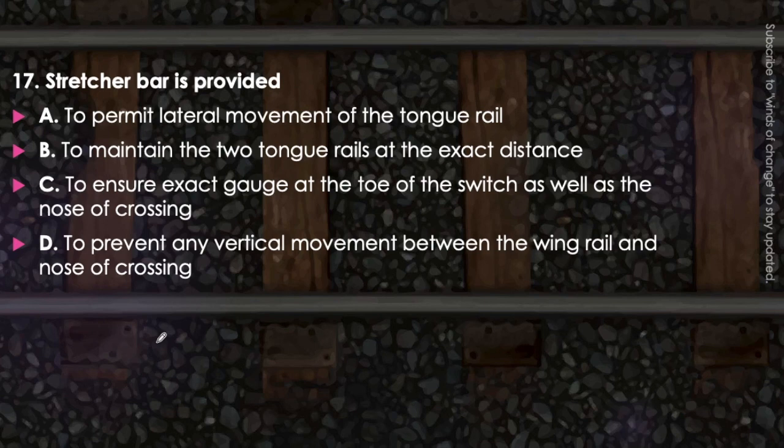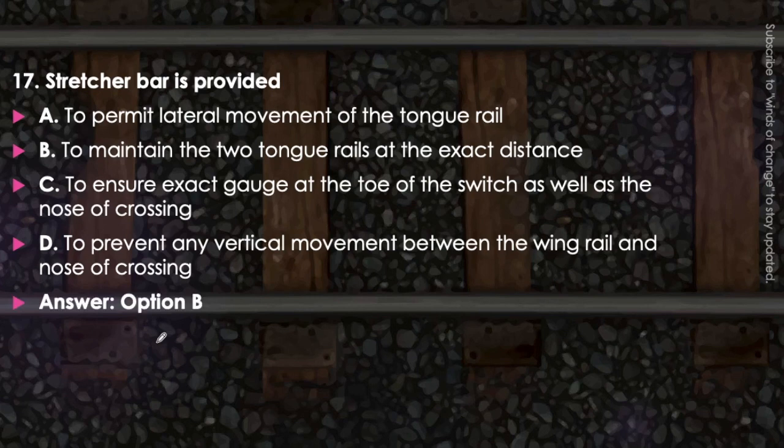Next question. A stretcher bar is provided to permit lateral movement of the tongue rail, to maintain the two tongue rails at exact distance, to ensure exact gauge at the toe of the switch as well as the nose of the crossing, or to prevent any vertical movement between the wing rail and nose of crossing. Just think about it, the role of the stretcher bar in point and crossing.